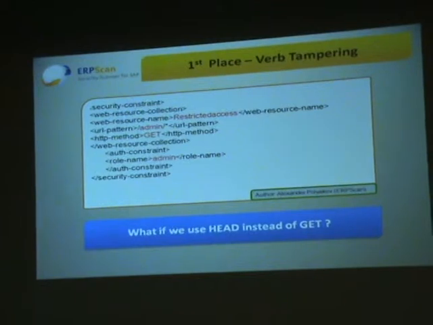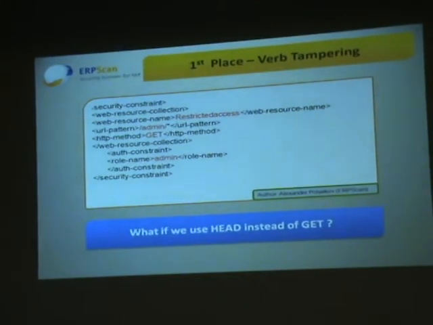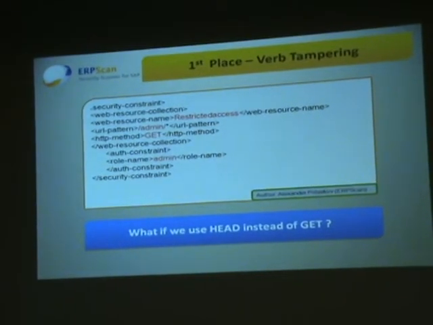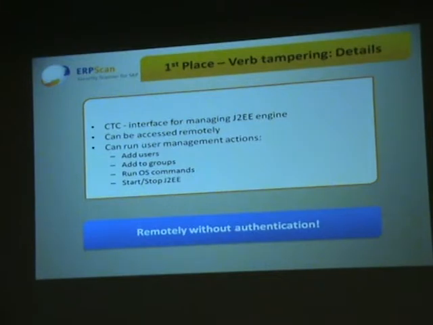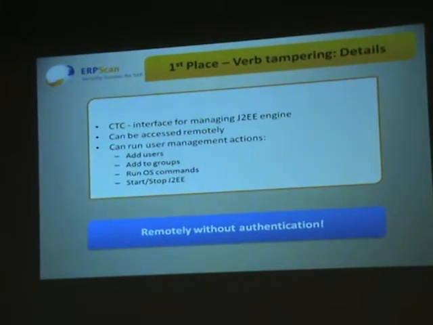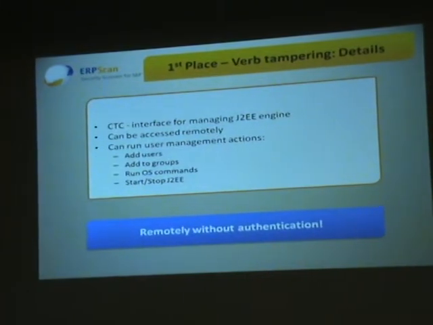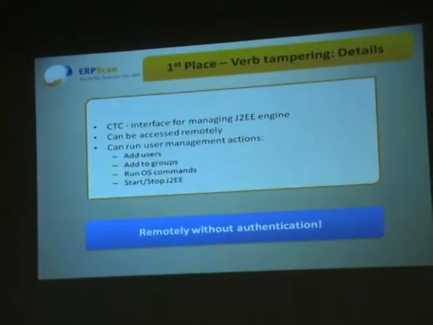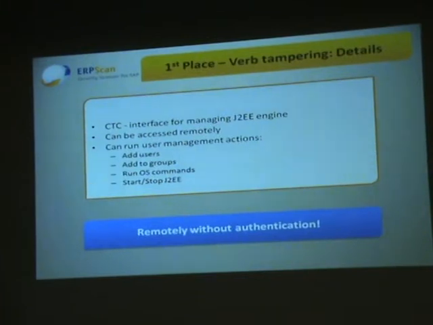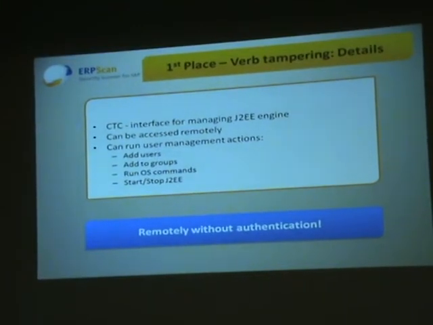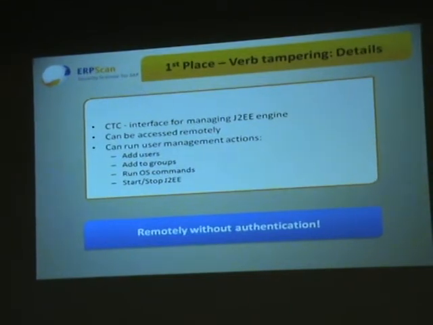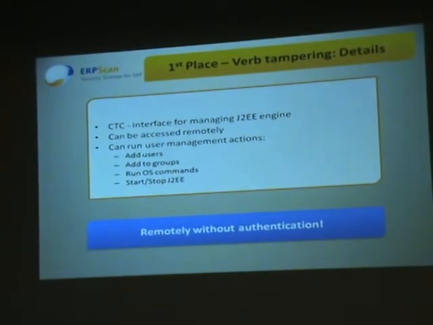And the problem was to find, in about 40 applications installed by default that were vulnerable, some application which does something critical to exploit using the HEAD request. And we found a very nasty application called CTC, an interface for remotely managing the Java engine. Using this interface it's possible to add users, add a user to a group, run operating system commands and so on. And all this was possible using the HEAD request. So you don't need to get information if it's working or not, you just send a HEAD request to create a user, another HEAD request to assign the user to the administrator role, and another request to change the backend account, and so on. All the things can be done remotely without any authentication.